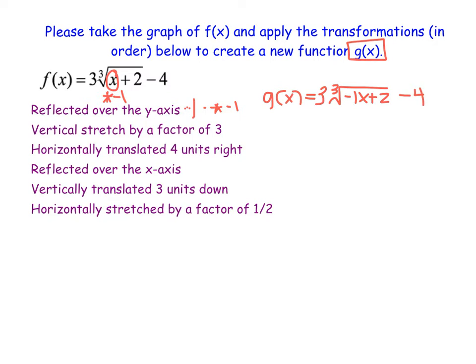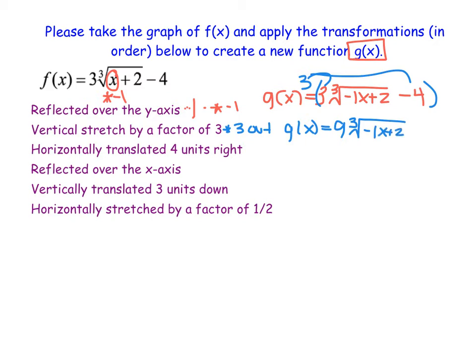Then from here, the next thing we're going to do is we're going to vertically stretch it by a factor of 3. So this means we're going to multiply by 3 on the outside. So what this means is we're going to multiply this 3 by 3 and this 4 by 3. So our new function, because we're multiplying by 3 on the outside, becomes 9 cube root of -1x plus 2 on the inside, and then -12.